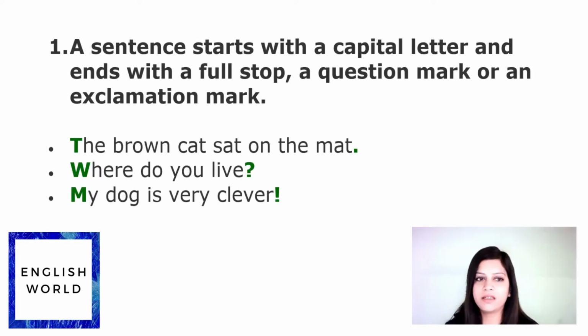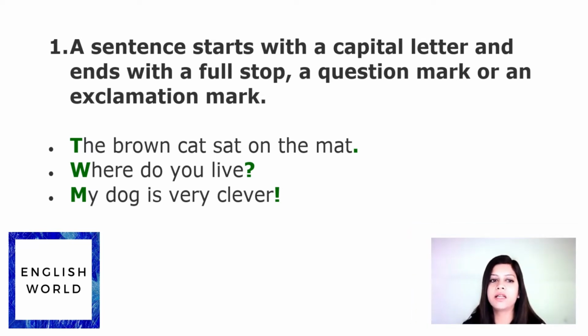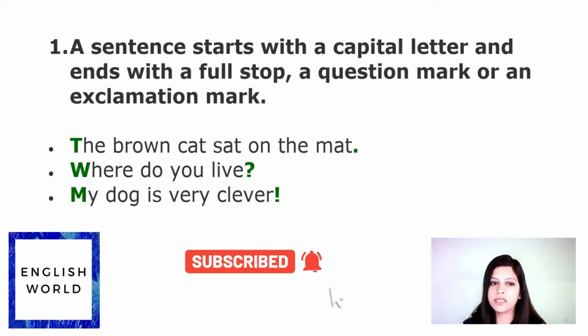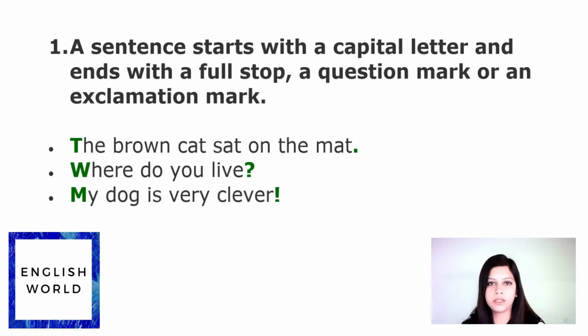The first one is, a sentence starts with a capital letter and ends with a full stop, a question mark, or an exclamation mark. For example, the brown cat sat on the mat. This is a positive sentence, so it ends with a full stop. If we have an interrogative sentence, like where do you live, what is your name, or any question, we end it with a question mark. Or if it is an exclamatory sentence, like my dog is very clever, it will end with an exclamation mark.